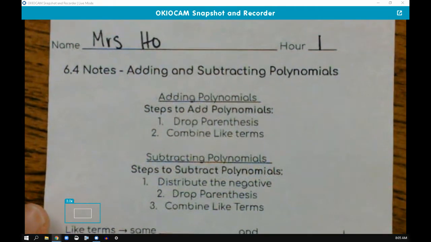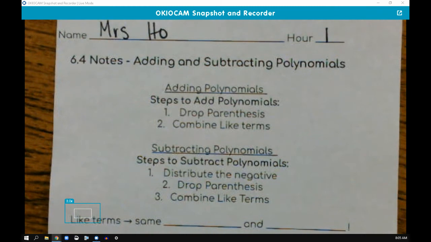So steps to adding polynomials. First thing that we're going to do is drop the parentheses. So just ignore the parentheses. And then we're going to combine like terms.